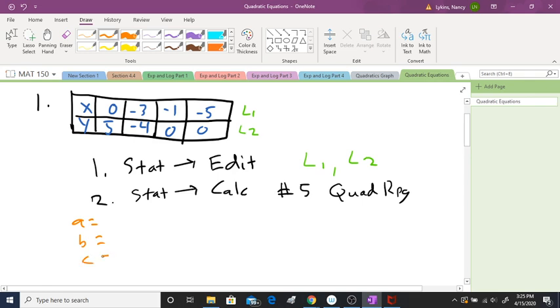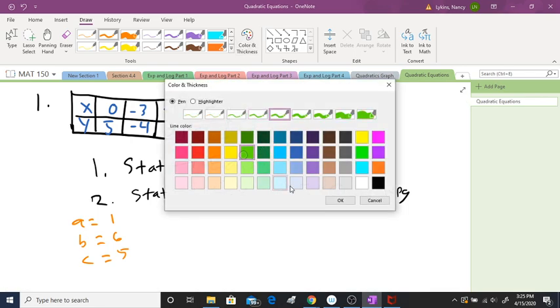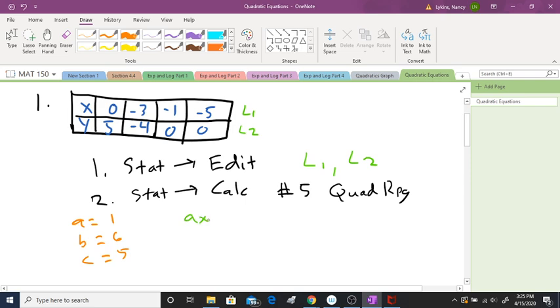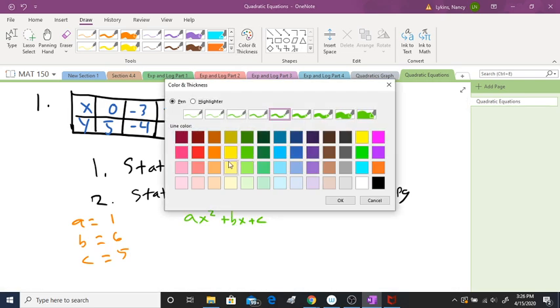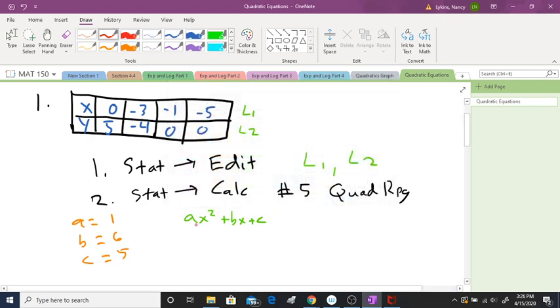So at any point, please pause this just to catch up and to do these over and over on your calculators. But on your A, it should be 1, B is 6, C is 5. So what this means is our quadratic equation is ax squared plus bx plus c. So all we're doing is plugging in our 1, which would just make that x squared, our 6 in front of the x, and our 5 for c. This right here is what we're looking for.